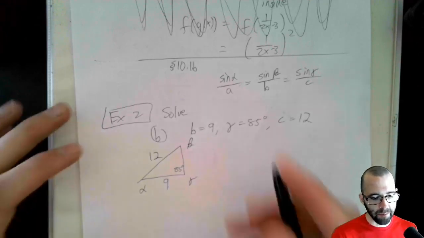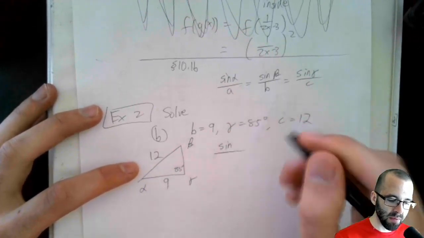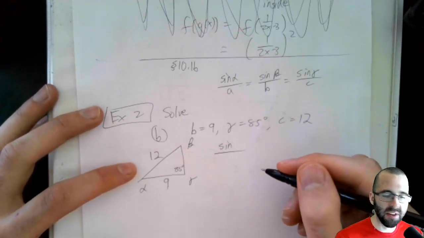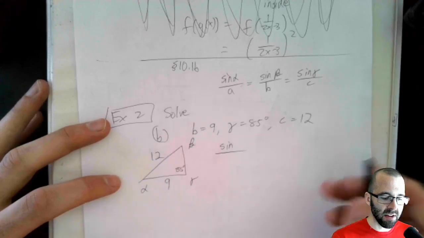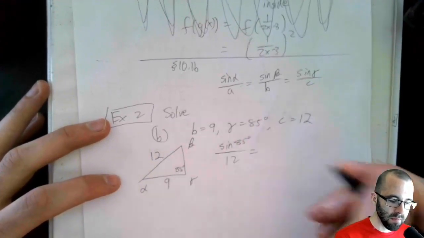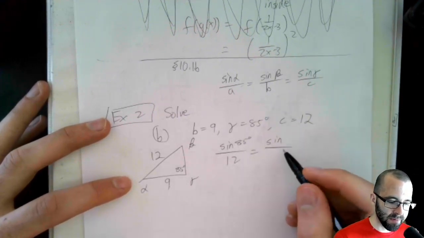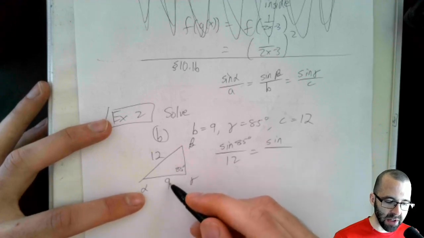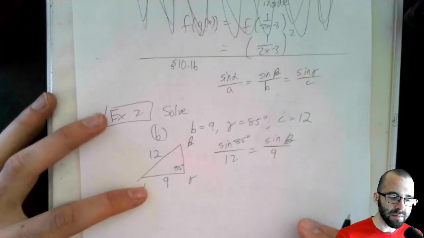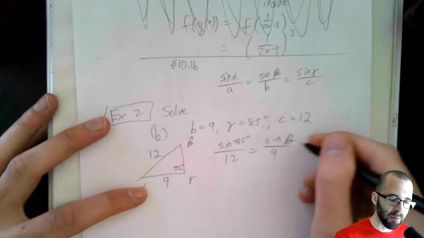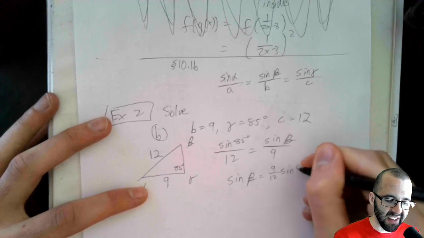Okay, so we're going to use the law of sines. We always start by picking an angle and an opposite side that we know, and usually there's only one choice for this. The only angle and opposite side pair that we have is 85 degrees and 12. For the next angle and opposite side, the only other piece of information we know is the 9, and the angle opposite that side is beta. So multiply both sides by 9. You get sine of beta is 9/12, which could be reduced, times the sine of 85 degrees.